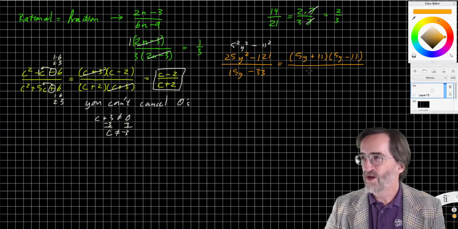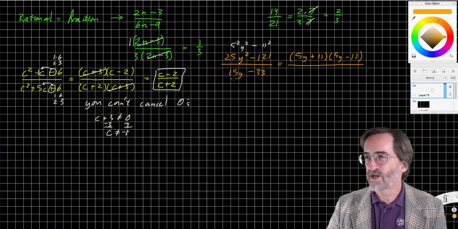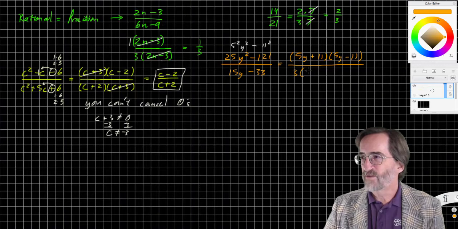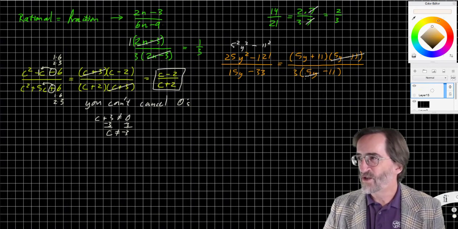All over. Now look for a greatest common factor. It looks like 3 will come out of both. So 3 times 15 divided by 3 is 5y, and 33 divided by 3 is 11. Look for any common factors in top and bottom. I see a 5y minus 11 in both. And so this simplifies as 5y plus 11 over 3.